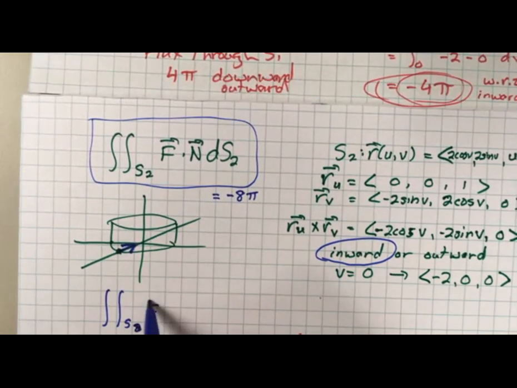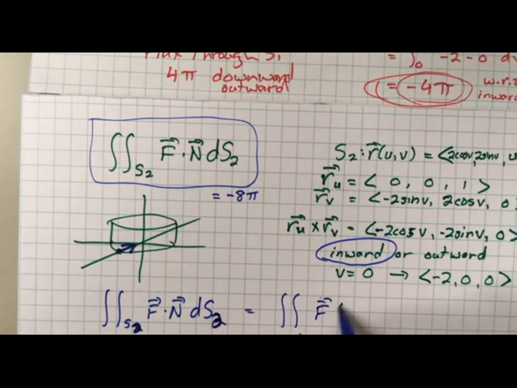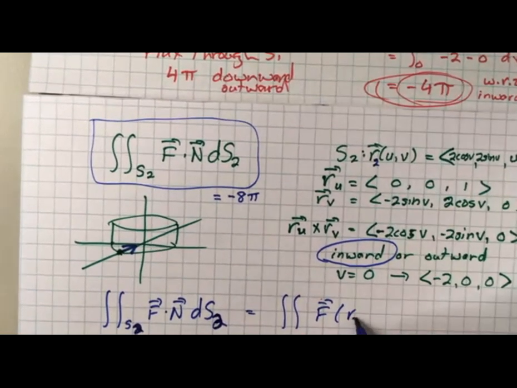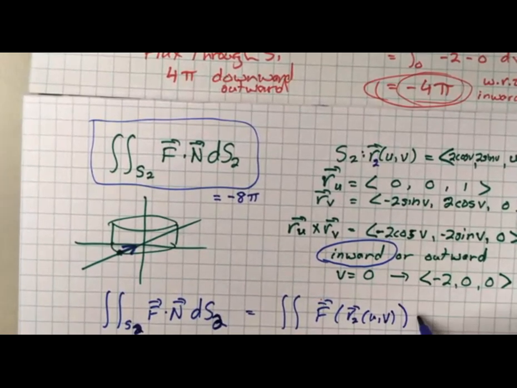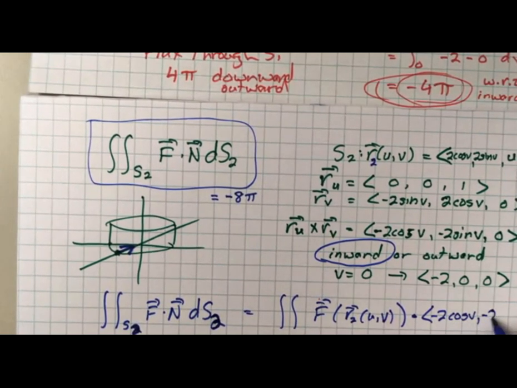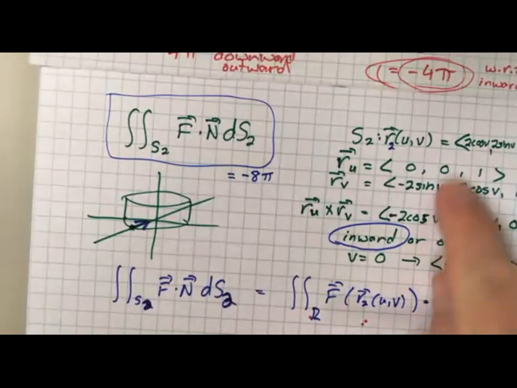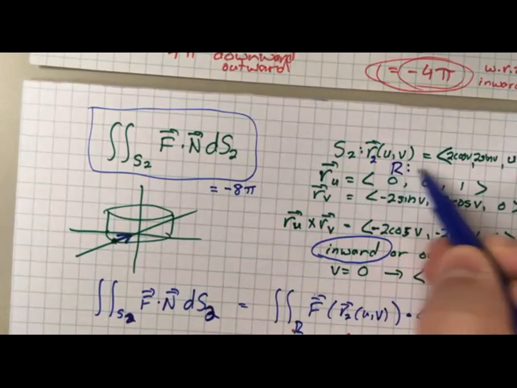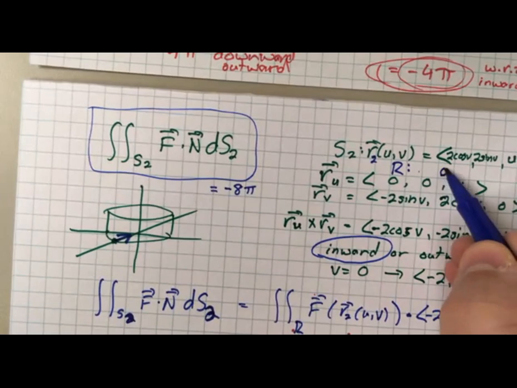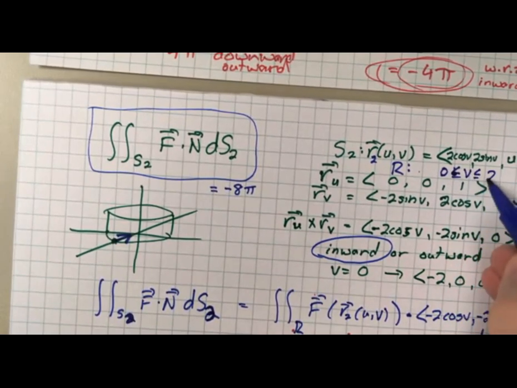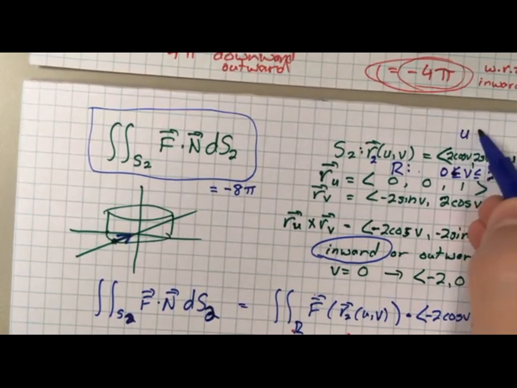Over S2, F dot. I didn't intend to verify Gauss's theorem here. But excuse me, this is S2. It's good practice. So we're going to insert the parameterization, call this R2 if you like, into the field. And then we're going to dot with this vector minus 2 cos V, minus 2 sine V, 0, then integrate with respect to the area element of this parameterization. I guess I should set this parameterization's parameters, right? The V will go from 0 to 2 pi. And the U here represents height. The U will go from 0 to 1.